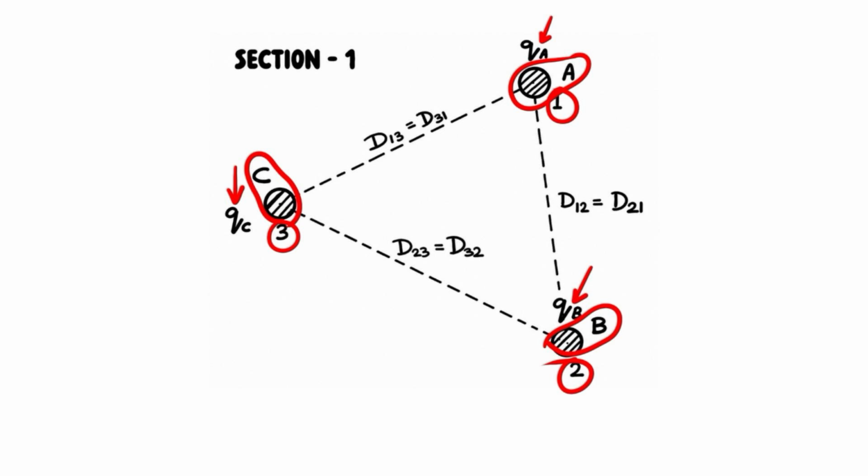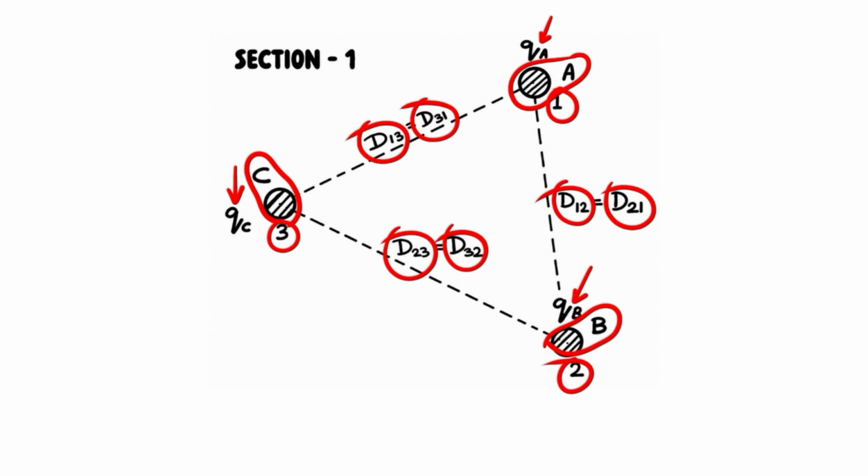Now, the distance between positions 1 and 2 can be considered as D12. We can also write the distance from position 2 to position 1 as D21. In the same way, the distance between positions 2 and 3 can be written as either D23 or D32. Similarly, the distance between positions 3 and 1 can be written as either D31 or D13. Now, we have to understand one thing.